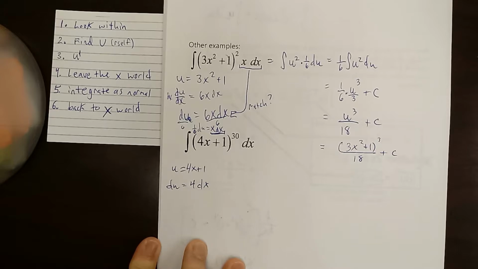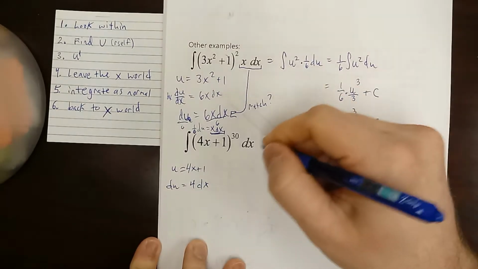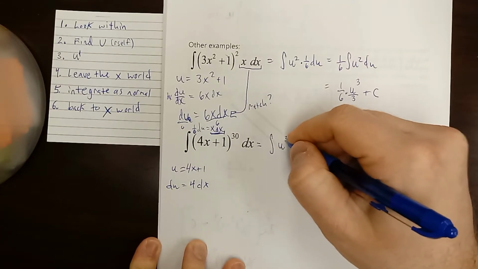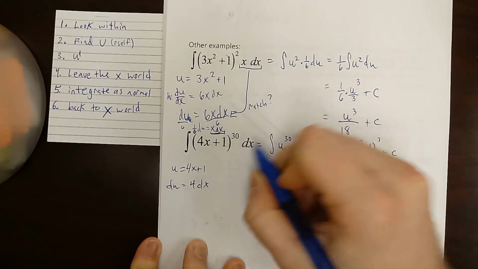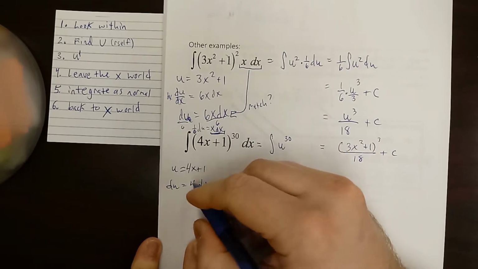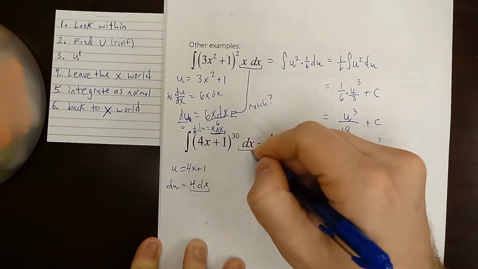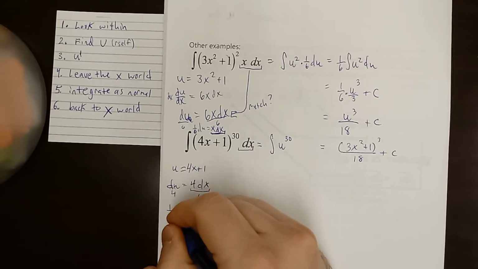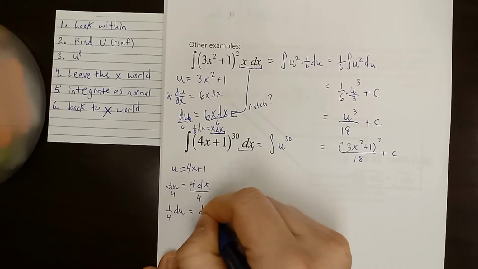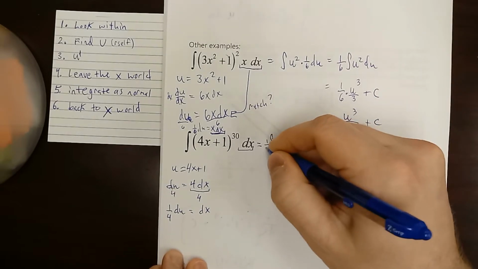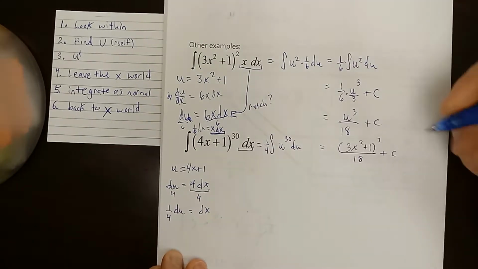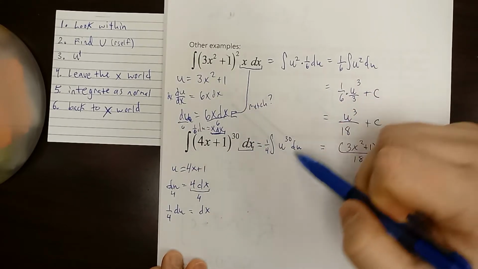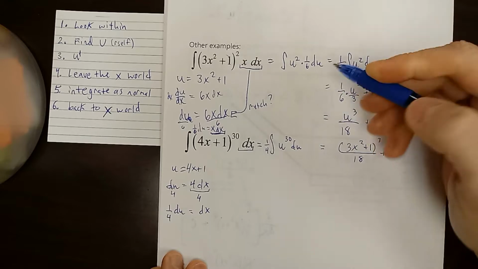So I'm almost able to completely eliminate stuff here. I'm able to say u to the 30th, but this dx has a 4 on it. It says 4 dx. It doesn't say just dx. So I'm going to have to divide both sides by 4 and get 1/4 du is equal to dx. So I'm going to pull the 1/4 out front, du. So very, very similar to our last one, except I'm kind of doing the steps as I actually would on my own.